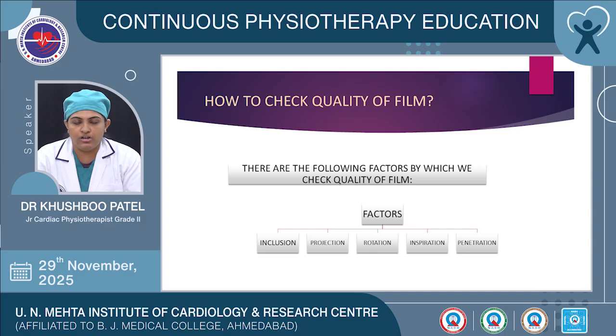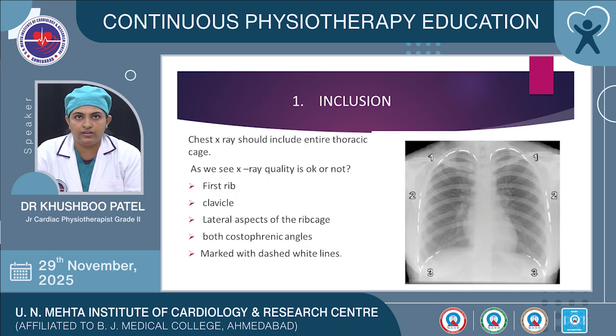How to check the quality of films? There are the following factors by which we check the quality of films. First is inclusion, second is projection, third is rotation, fourth is inspiration, and fifth is penetration. In factors, first is inclusion. A chest X-ray should include the thoracic rib cage, as we see whether X-ray quality is okay or not. In this picture, we can see the first rib, clavicle, lateral aspect of the rib cage, and both costophrenic angles, marked with a dashed white line.